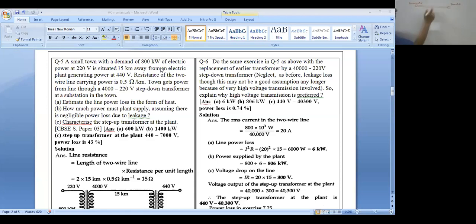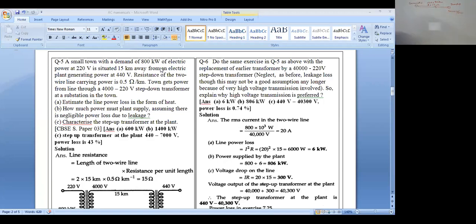of two wire system. Distance is 50 km multiplied by 2. So you can say overall length of this wire is 30 km and the resistance here is 0.5 ohm per kilometer. So total resistance of this wire is 15 ohms. Here 4000 volt by 220 volt.